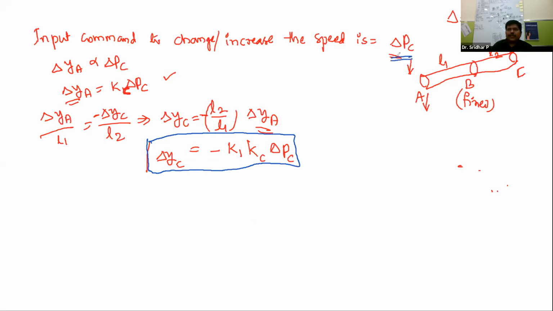We have changed the speed setting by delta PC. If the speed setting was changed by delta PC, automatically there was a displacement you can observe in C, right? In this analysis we assumed B as fixed. Now coming to this, if we requested an increase in the speed changer, then generator speed will also increase. If generator speed increases, omega increases, and omega increasing means frequency also increases.